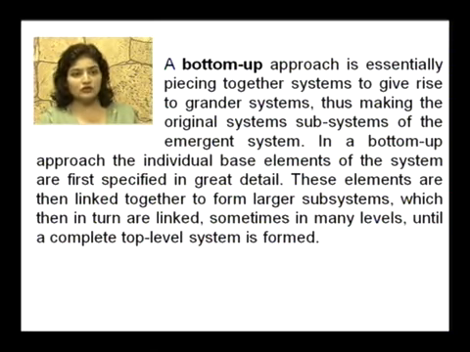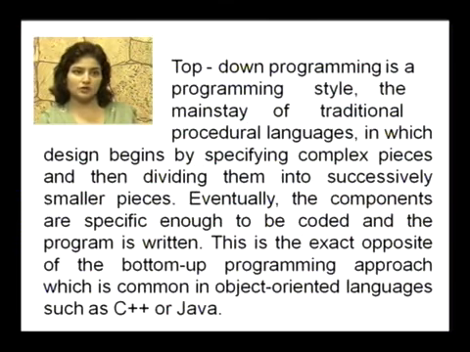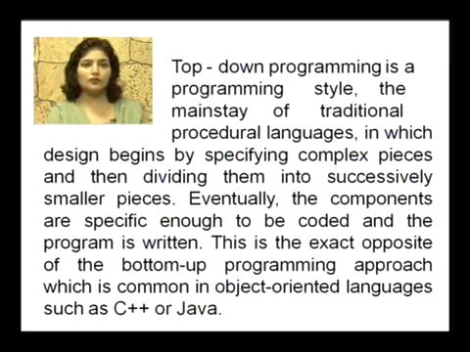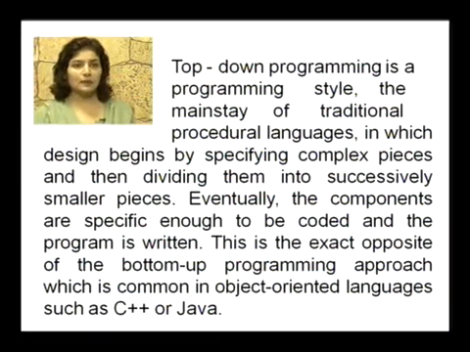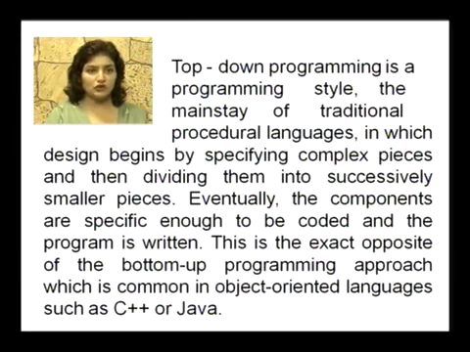The elements are linked together to form larger subsystems which are further linked and linked. At many levels you go on linking the subsystems and a complete top level system is formed. So you see, the top-down and bottom-up approach are totally opposite. So whenever you start programming, you have to decide whether you want to follow the top-down strategy or the bottom-up strategy. Top-down programming is a programming style, the mainstay of traditional procedural languages, in which design begins.